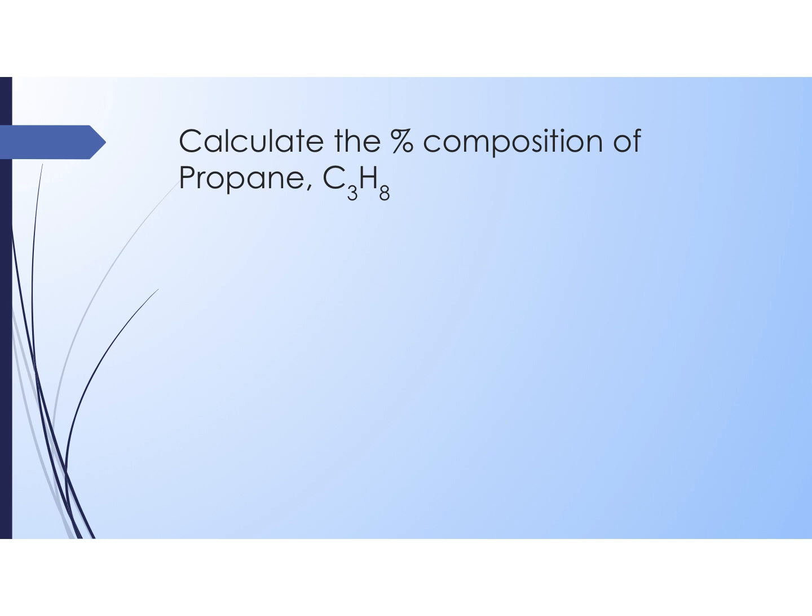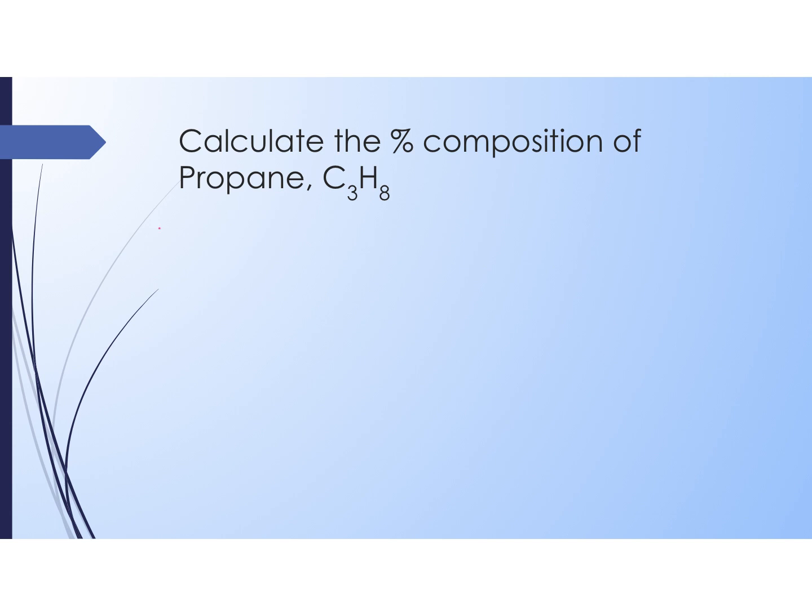Okay, this time we're going to calculate the percent composition of propane, which is C3H8. So this problem's already different. Notice how this one isn't giving you any numbers. Do you all see the difference between this one and the previous one? Okay, so if numbers aren't given, we're going to use the masses on the periodic table.